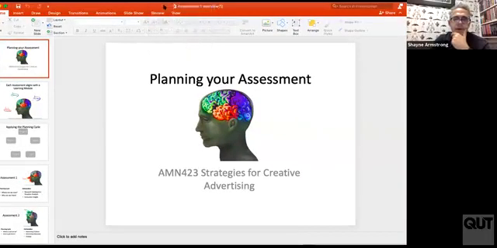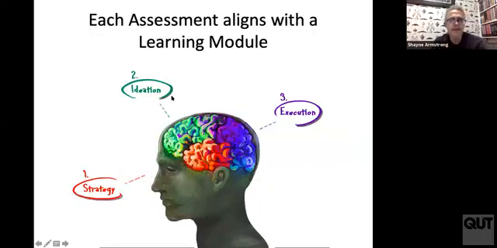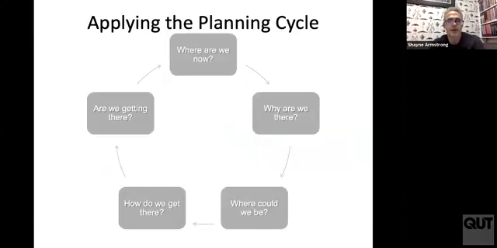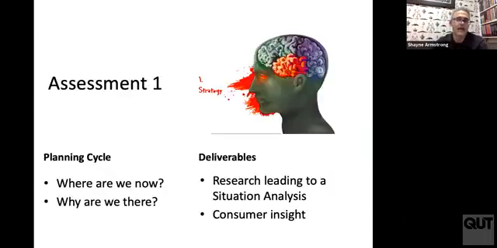Okay, so assessment one. As I said last week, each assessment mirrors our learning module, and our first one is strategy. So that's really what we're concentrating on for the first one. And it's all about applying the planning cycle that we saw in the lecture last week. So where are we now? Why are we there? Where could we be? How do we get there? And are we getting there?